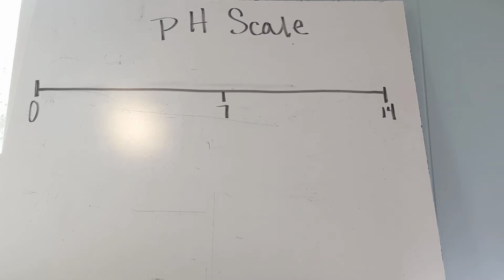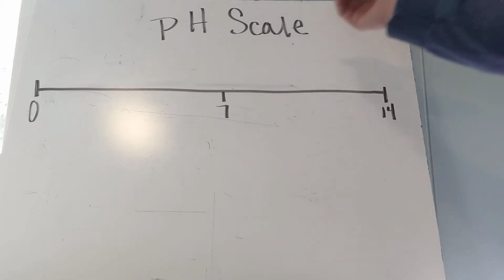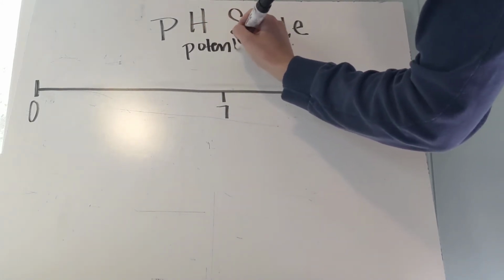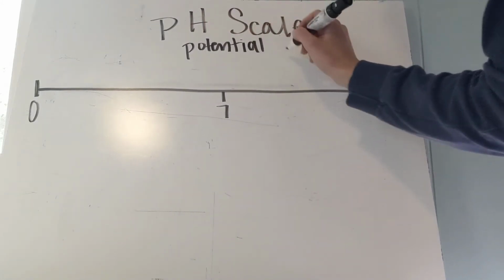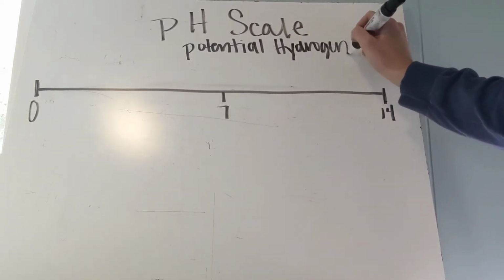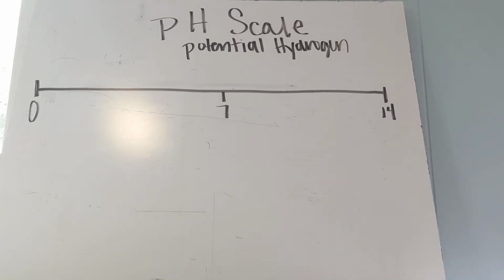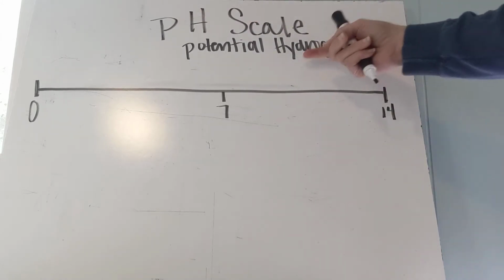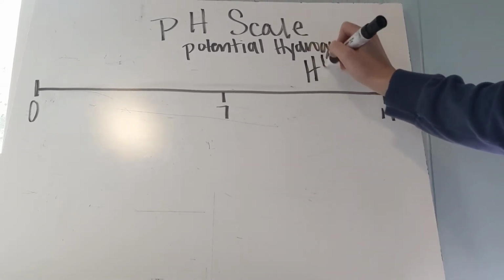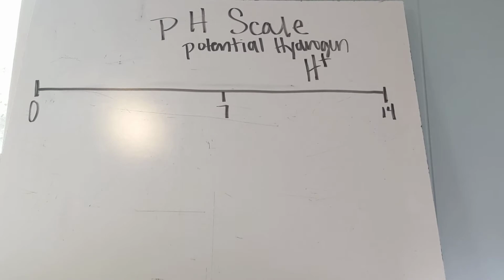One thing that's really important to know about the pH scale is what exactly pH stands for. pH stands for potential hydrogen. So when we're talking about pH, that's why the p is lowercase and the H is always uppercase. It's because it's talking about potential hydrogen, and specifically hydrogen ions, H+ ions, in solution.